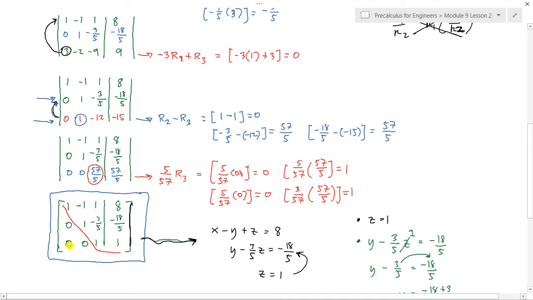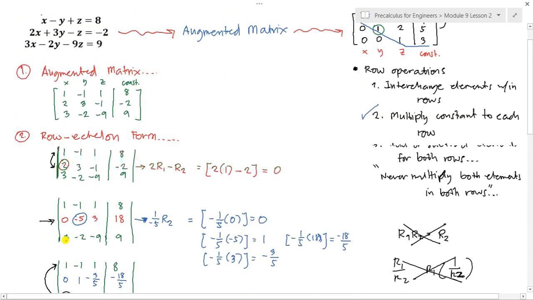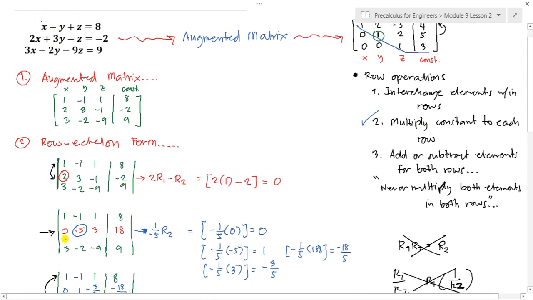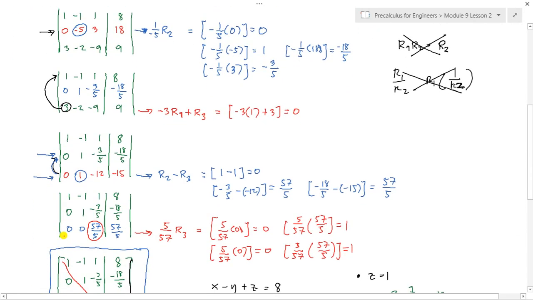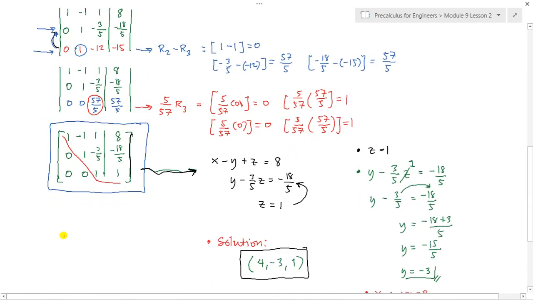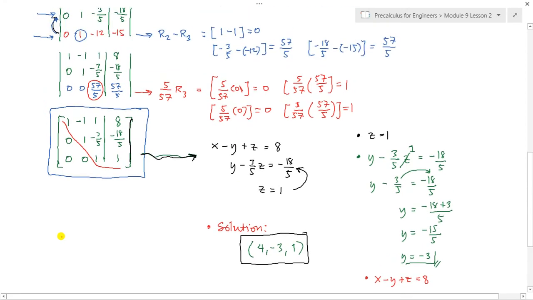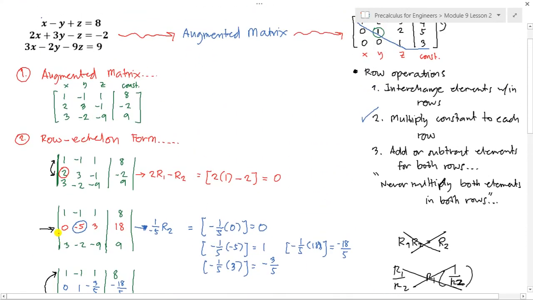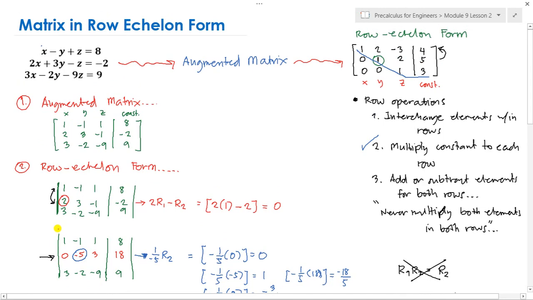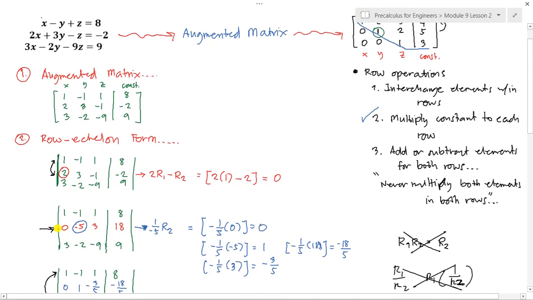And then, which do you prefer? Gaussian or the matrix? Gaussian only. Gaussian is preferred. But you can decide later, especially in your higher subjects.